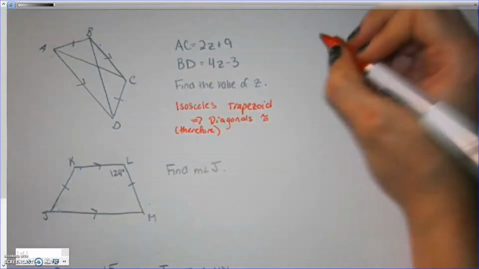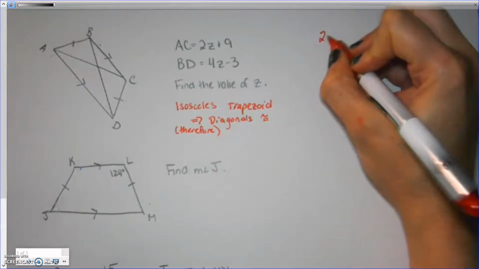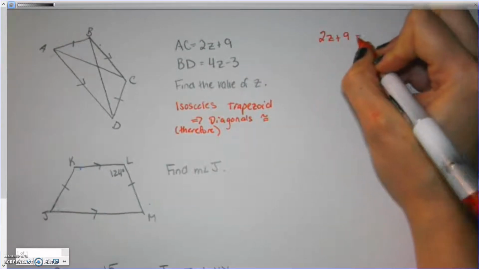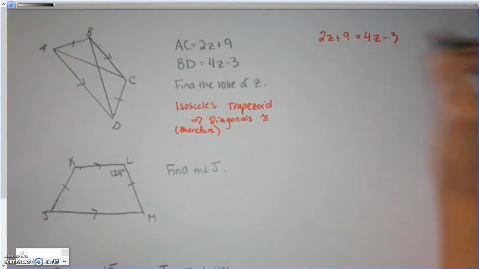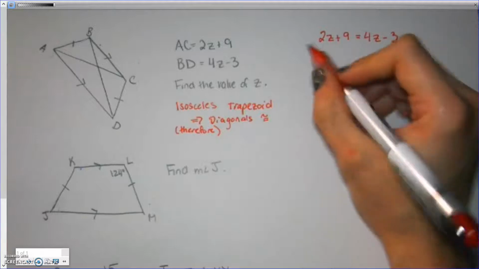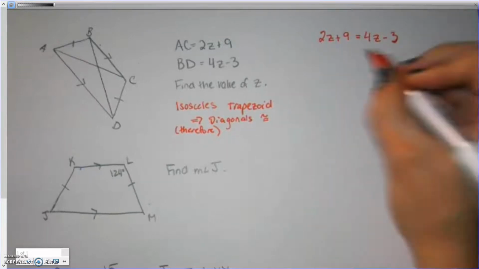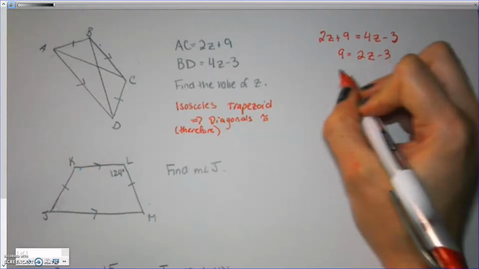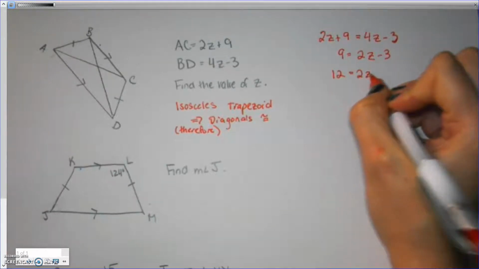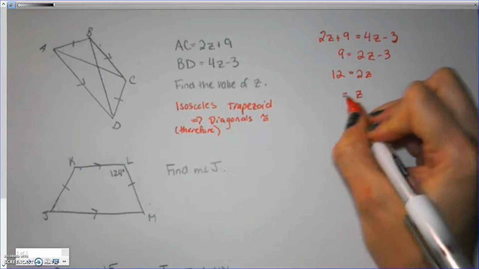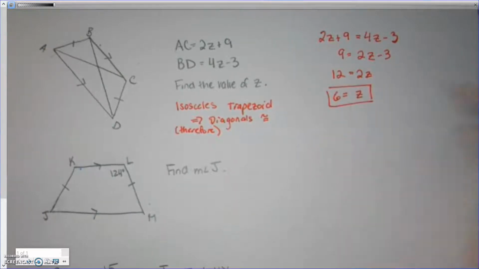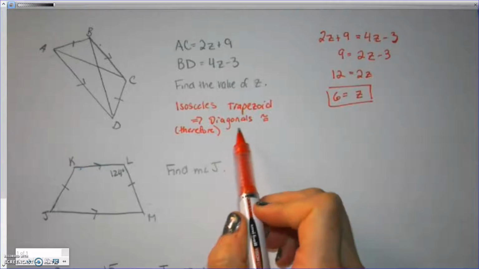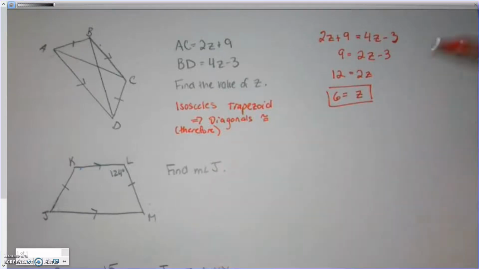So because the diagonals are congruent, I can say that 2z plus 9 equals 4z minus 3. And then we can just solve this equation. I subtract 2z on both sides, and we get 9 equals 2z minus 3. I add 3 on both sides, and we divide by 2 to get that z is 6. So here we used our properties that the diagonals are congruent, set up an equation, and solved it.